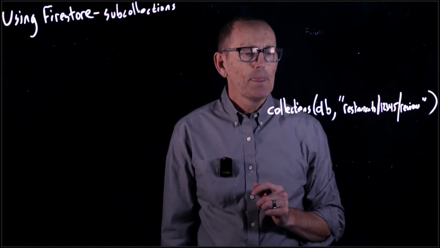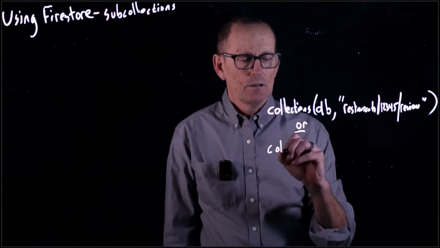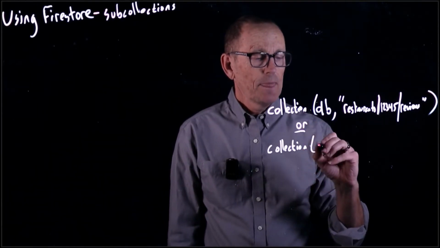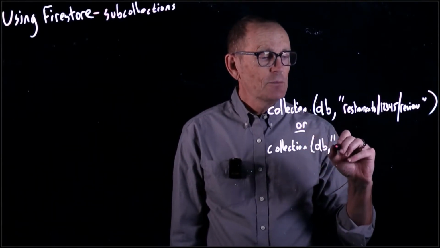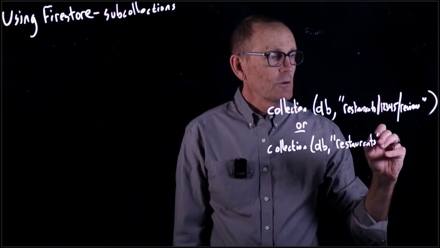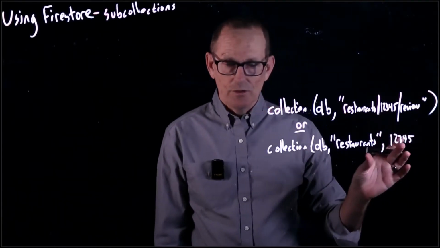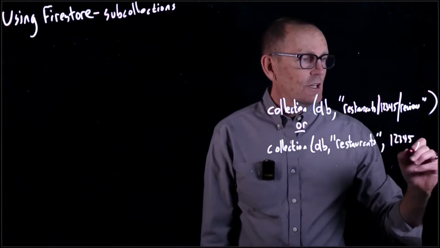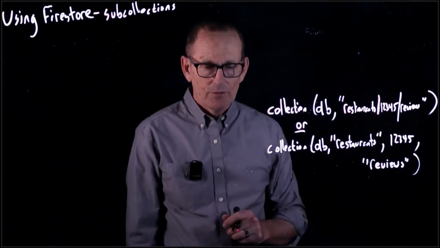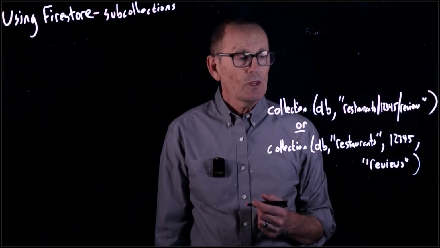That's one possibility. Second possibility is instead of actually constructing the string, we could call collection with our database, and then we could just pass in each of the path components individually. So restaurants, comma, 12345, which due to the magic of JavaScript is going to be converted to a string, comma, the string reviews. These two are equivalent. I would say this one seems easier than the other.